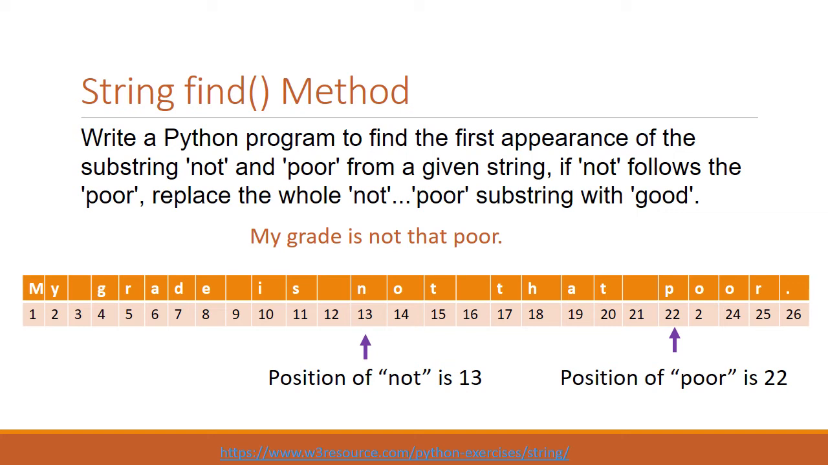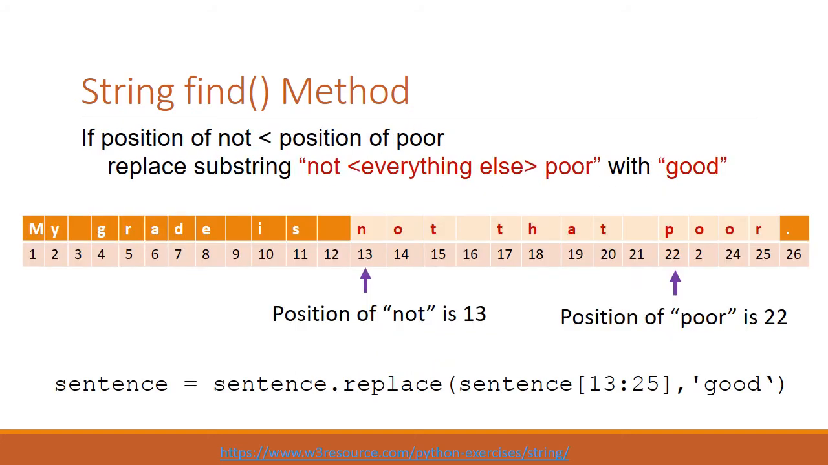Notice that not starts in position 13 and poor starts in position 22. So in our example, we want to replace the substring that starts at position 13 and goes through position 25. We want to replace that string with the string good.